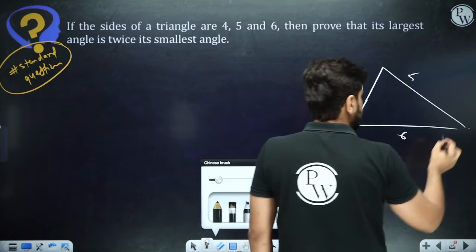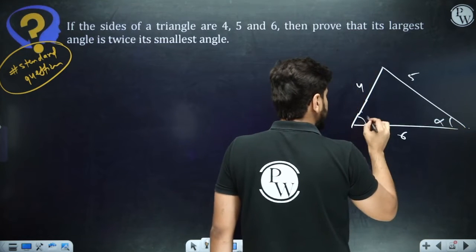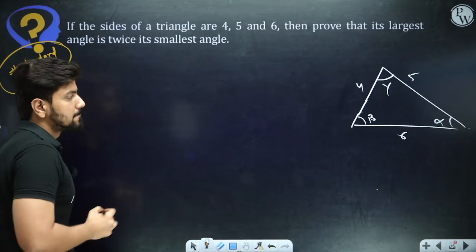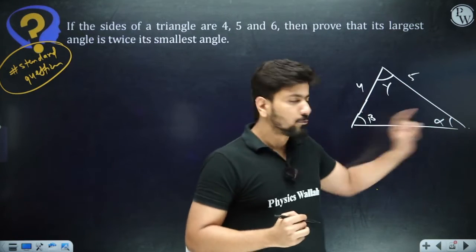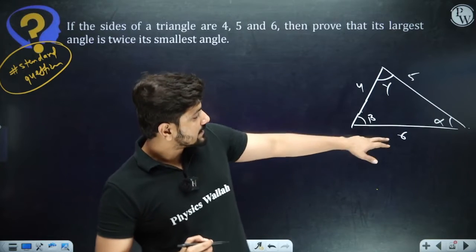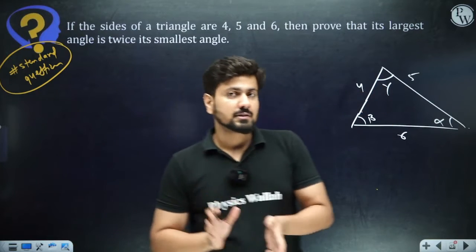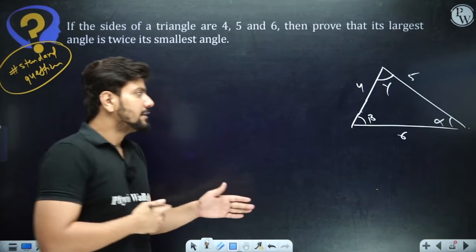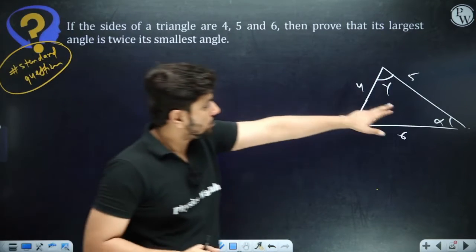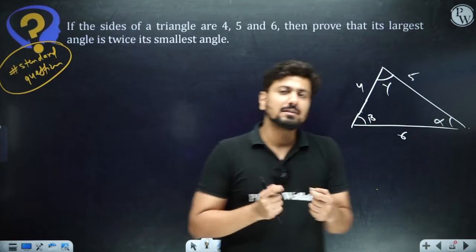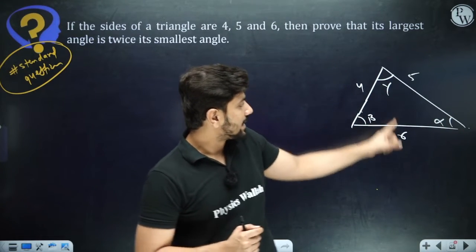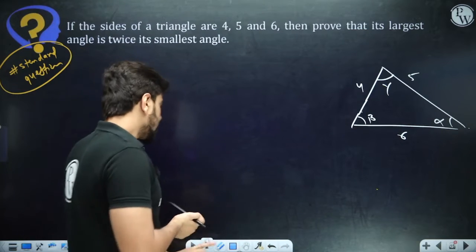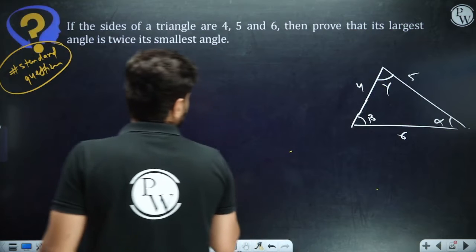So let's say that this is angle alpha, this is angle beta, this is angle gamma. Can you tell me which angle is the smallest angle? The smallest angle is opposite to the smallest side. The largest angle is opposite to the largest side in a triangle, right? Remember it. So opposite to 4, this angle alpha is going to be the smallest angle of the triangle, and this angle gamma is going to be the largest angle of this triangle. Correct? Now let's find these values.